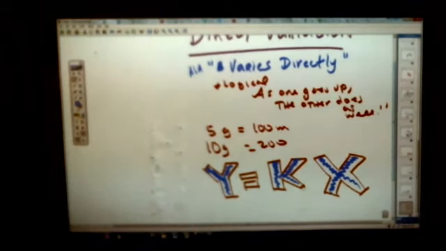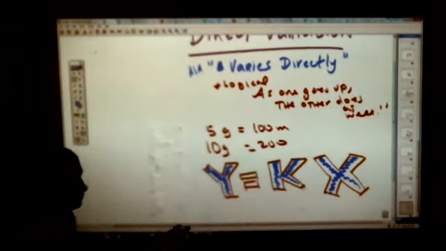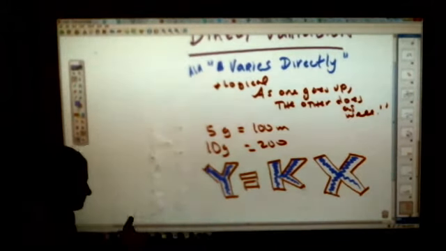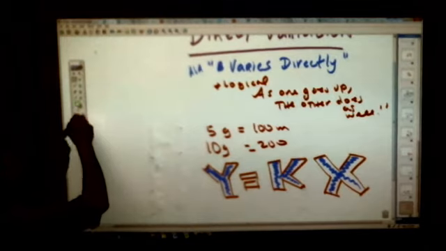Which looks a lot, ladies and gentlemen, like linear equations, does it not? Y equals mx plus b, except it's missing the b, has a k instead of the m. Instead of it, it really still would be the slope of that, but there's no b over there. That is because, well, let me put this down here first.